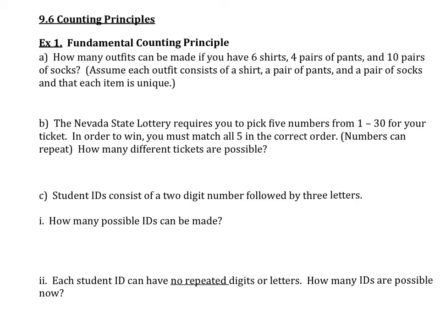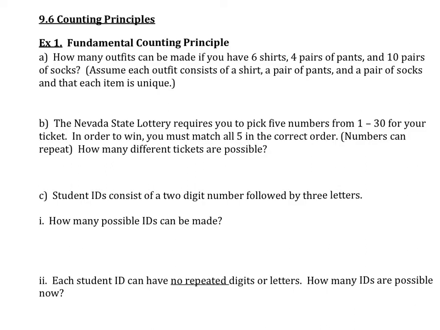Section 9.6 is the fundamental counting principle, or counting principles, but they all come back to the fundamental counting principle. So we're first going to consider the situation. How many outfits can you make if you have 6 different shirts, 4 different pairs of pants, and 10 different socks? So if you wear your red shirt with your blue pants and your white socks versus your red shirt with your orange pants and your gray socks, those would be different outfits. Assume each outfit consists of 1 shirt, 1 pair of pants, and 1 pair of socks.